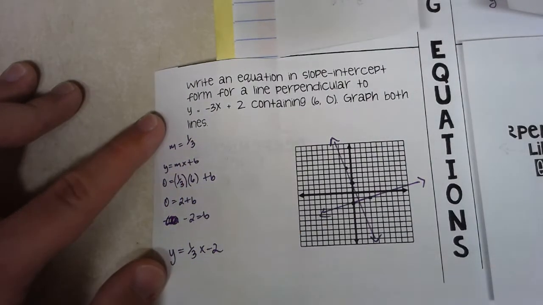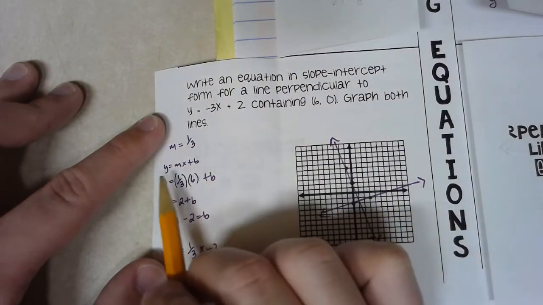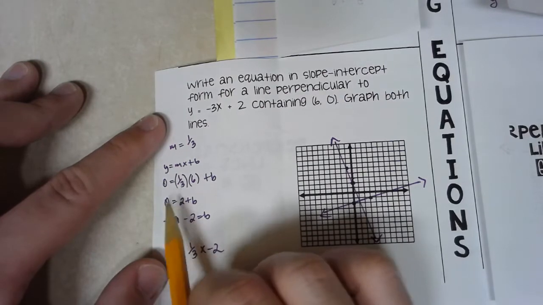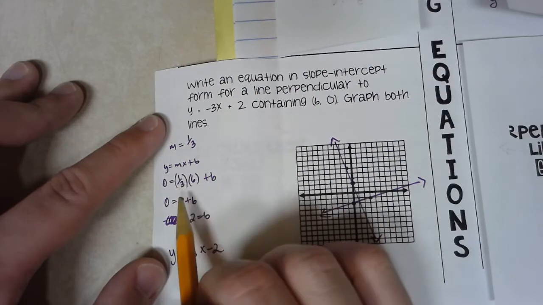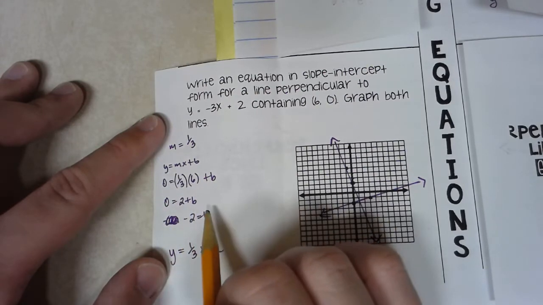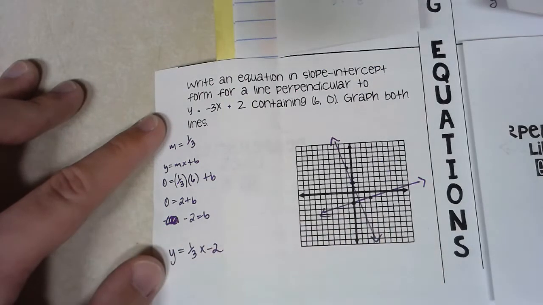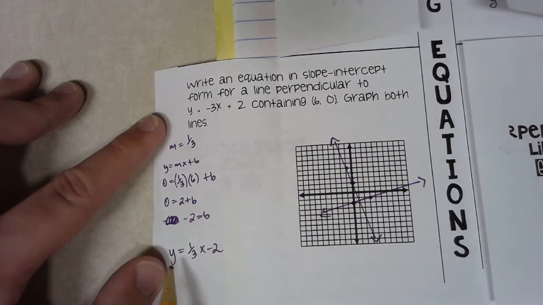So now to determine what my y-intercept will be, I'm going to take my values for y, m, and x and plug them in. So y is equal to 0, m is equal to 1/3, 6 is equal to x. Multiply those together, 0 is equal to 2 plus b, and subtract the 2 over, and I get -2 for my b. So my slope is 1/3. My y-intercept is -2, so my equation is y = 1/3 x - 2.